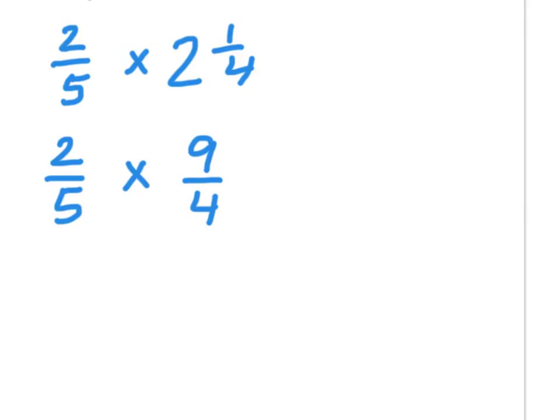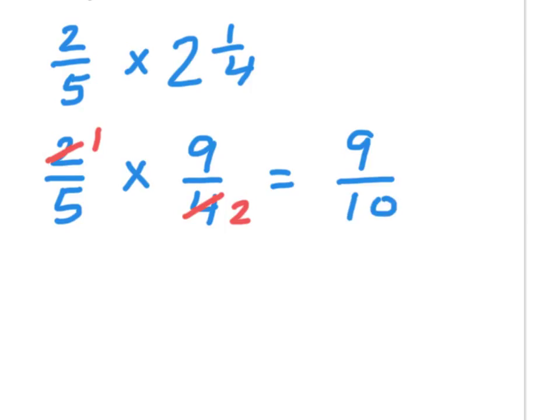Next thing we need to do, we look at the diagonals. 2 and 4. 2 goes into 2 once, 2 goes into 4 twice. Now look at 9 and 5. There's nothing that divides into both of those. So now we just multiply. 1 times 9 is 9. 5 times 2 is 10.